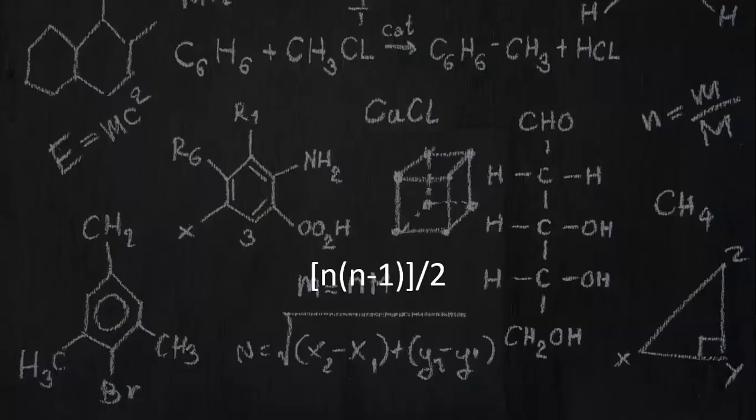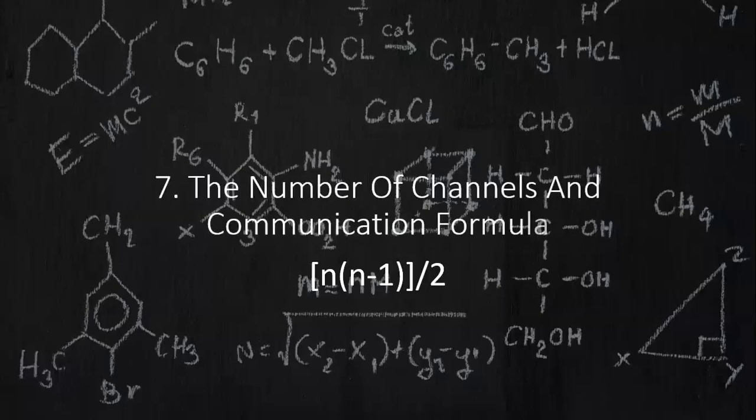Number seven, the number of channels of communication formula, the notorious n times n minus 1 divided by 2. This has not been tested for a while. It is great to understand it from a practitioner point of view, but in terms of spending hours on end solving problems, don't do it.